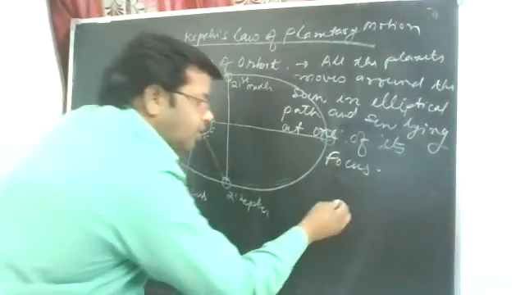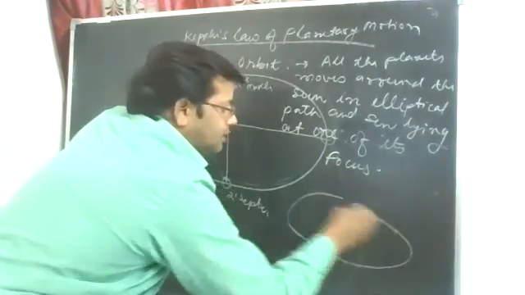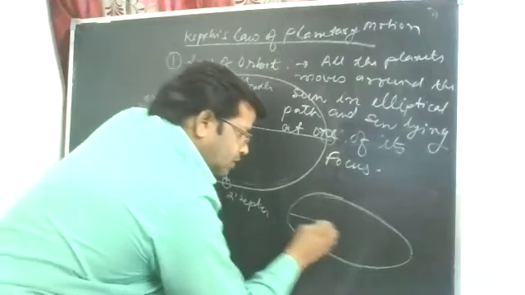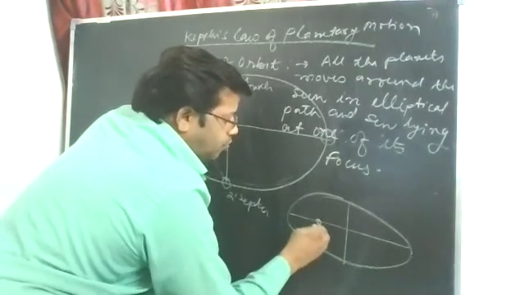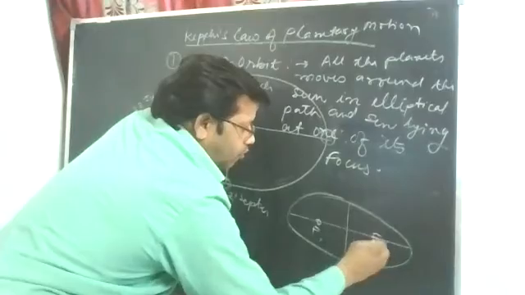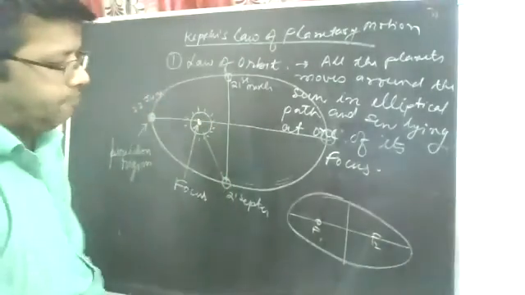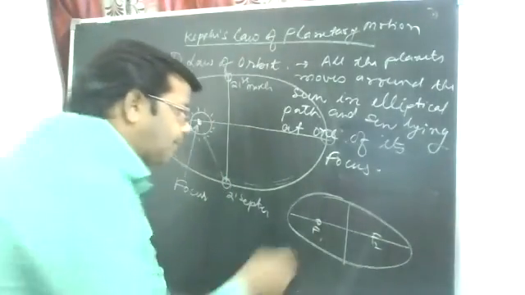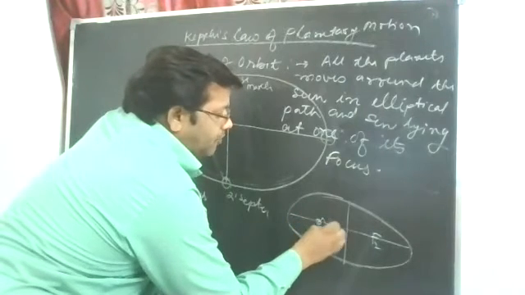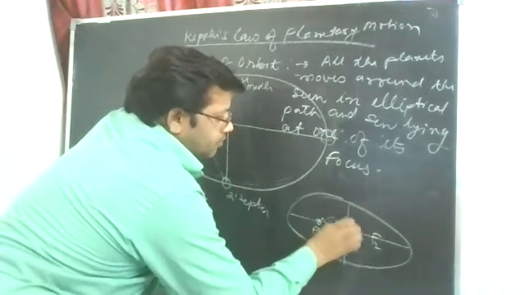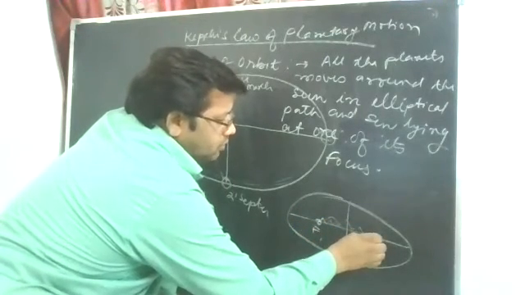See here, all of you, if this is the elliptical path, this is the major axis, this is the minor axis, and there is the first focus point and this is the second focus point. What is a focus point? If you tie a string between these two points, they are the focus.